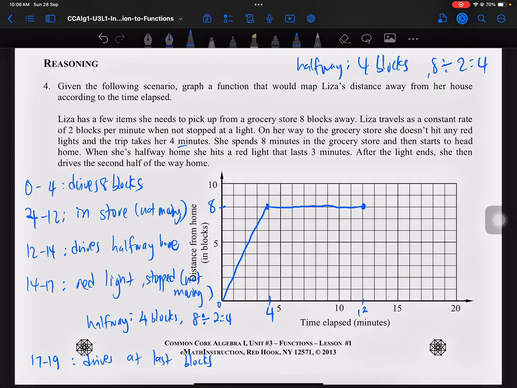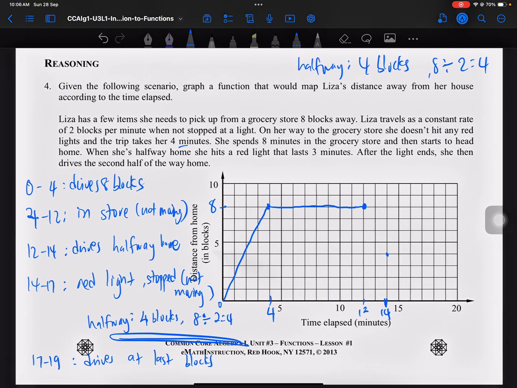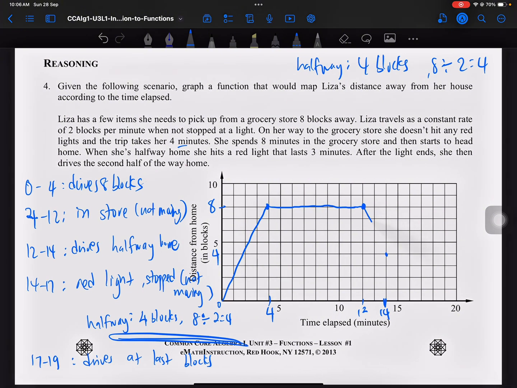And then she drives halfway home for 2 minutes. Halfway is 4 blocks because 8 divided by 2 is 4. So 12 until 14 is 4 blocks. So 4 blocks here. Y is 4. Y-axis is 4, x-axis is 14.